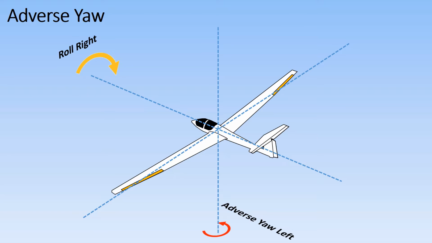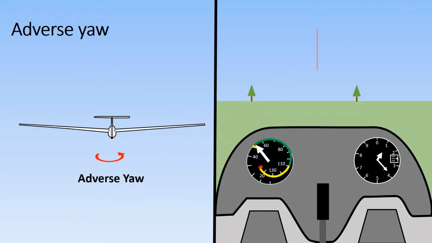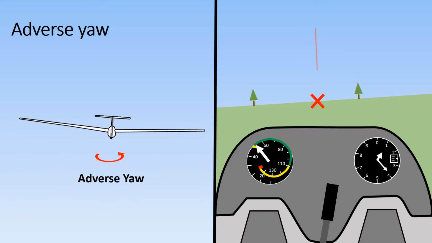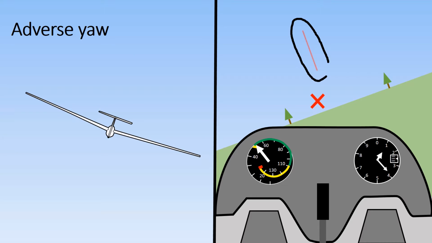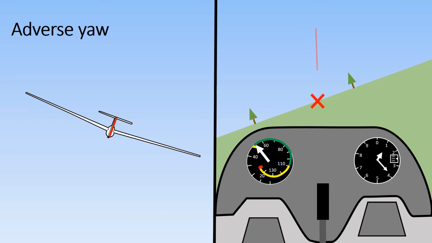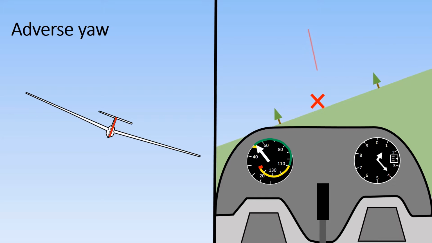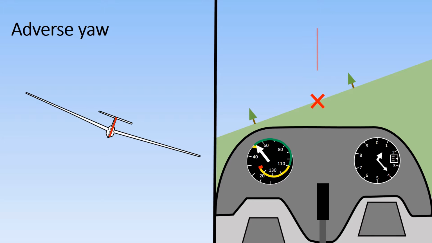For example, in a roll to the right, the glider will yaw to the left. The cross shows the direction the glider is facing. Notice how as the glider rolls to the right, the adverse yaw to the left makes it appear that the nose is pitching up. Also notice how the yaw string has swung out to the left, showing that the glider is yawing to the left. We can correct for this by applying right rudder, bringing the yaw string back into the center.